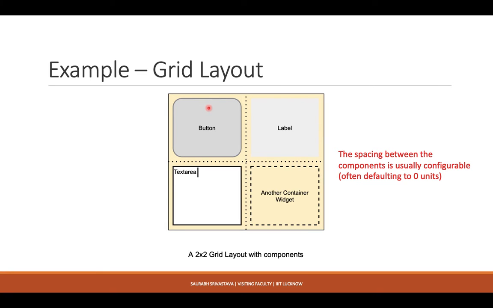So when I stretch or shrink this particular container, the layouting strategy will make sure that all the elements are still equal in size. So if I reduce it down to this much space, the button will take this much space, the label will take this much space, the text area this much, and then the container this much. So basically the relative layout of these elements pretty much remains the same. That is the overall idea of a grid layout.